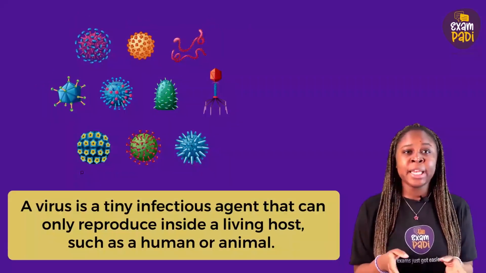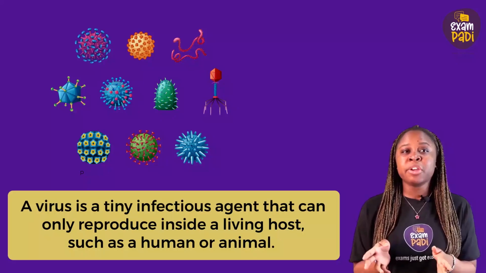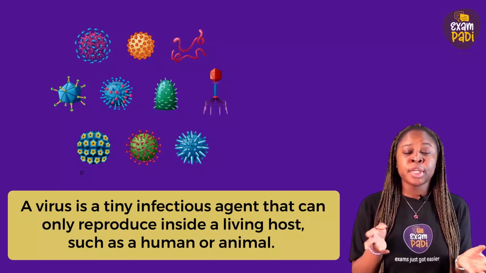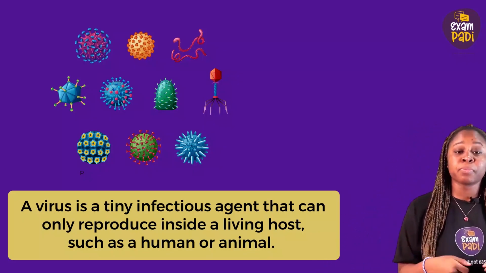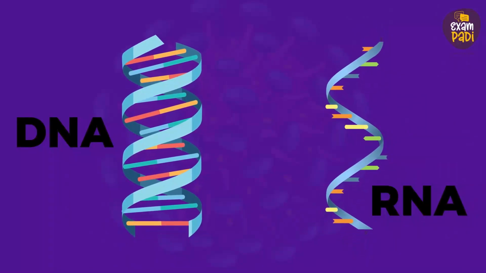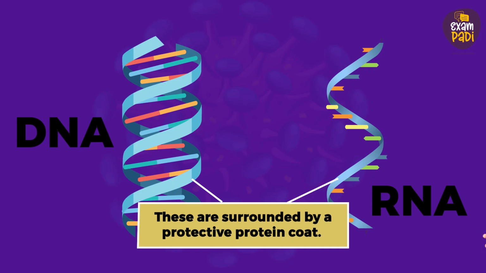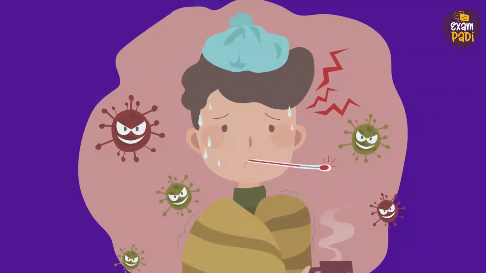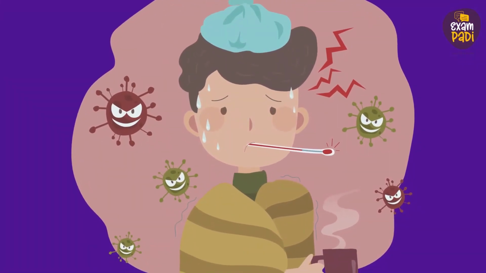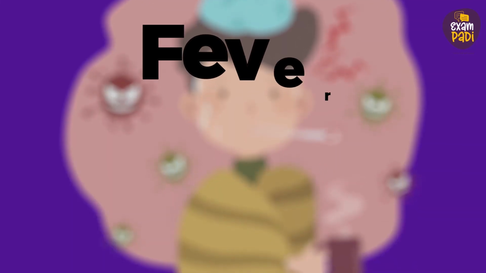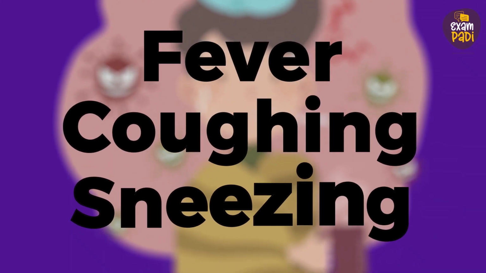A virus is a tiny infectious agent that can only reproduce inside a living host, such as a human or an animal. Viruses consist of a genetic material which are known as DNA or RNA. These are surrounded by protective protein coats. Some viruses can make people or animals sick by causing them to have symptoms like fever, coughing, or sneezing.